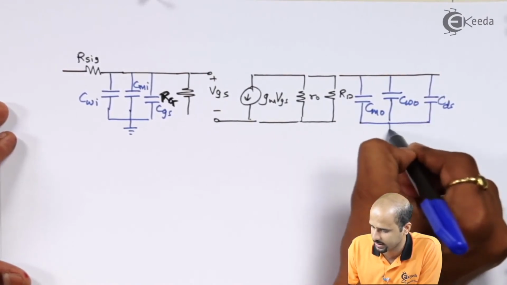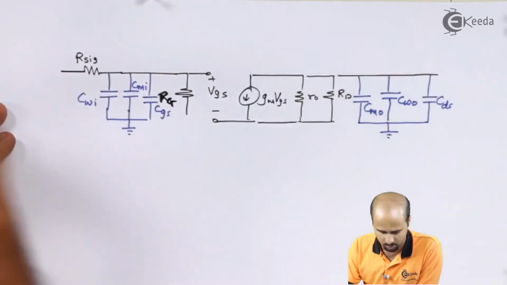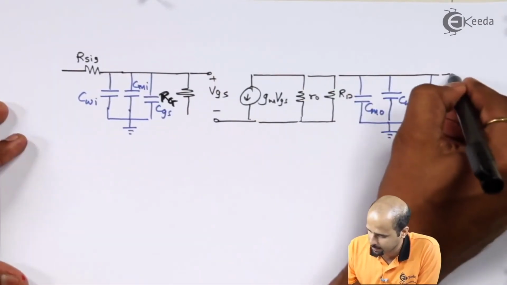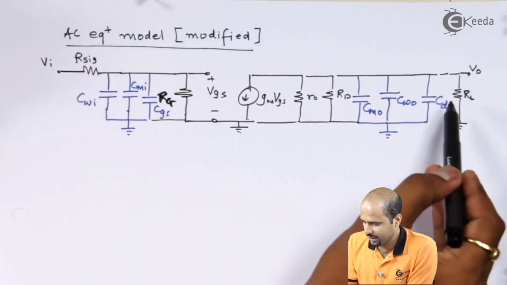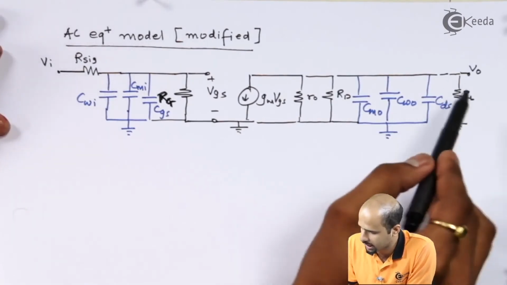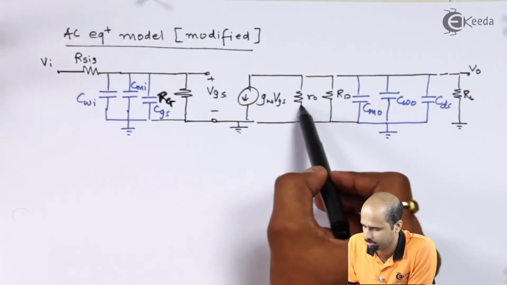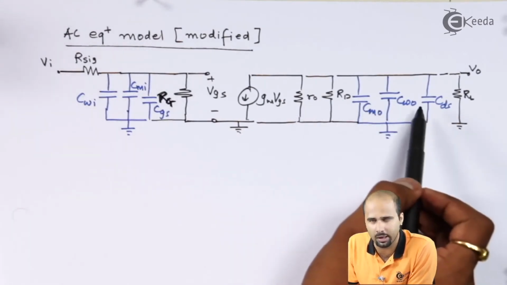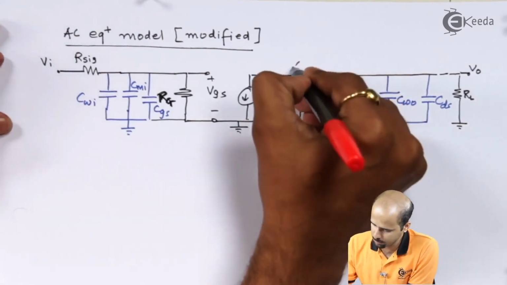So here also all three capacitances are in parallel, and there is one resistance as well. Here we get the value of the resistance RL in parallel with RD in parallel with RO. It's so simple, no complications. CMO, CWO and CDS are also in parallel, right? So my circuit at the output side becomes a simple RC network.